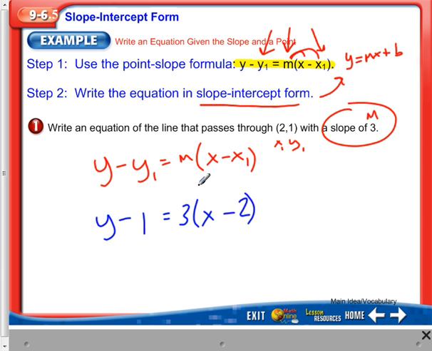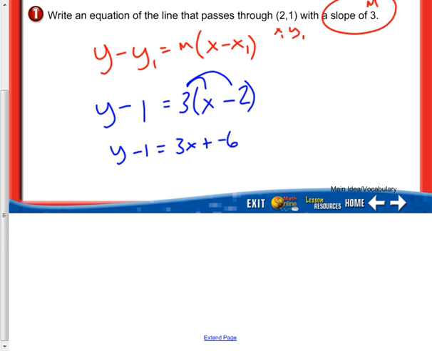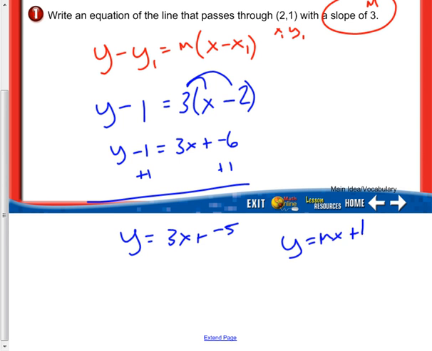Right now I need to distribute this 3. So y minus 1 equals 3x plus negative 6. It's a little bit easier if we go to addition there. Now let's add 1 on both sides, and I'm left with y equals 3x plus negative 5. Notice this is y equals mx plus b form. So there's my equation of the line given just the slope and 1 point.